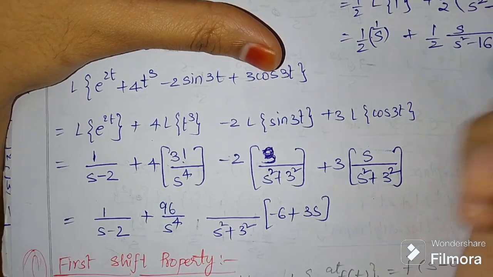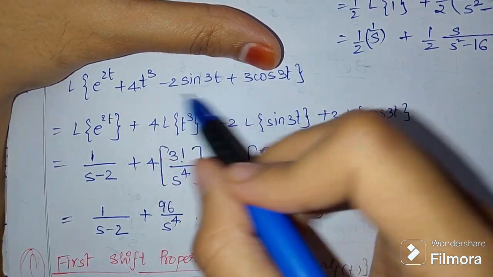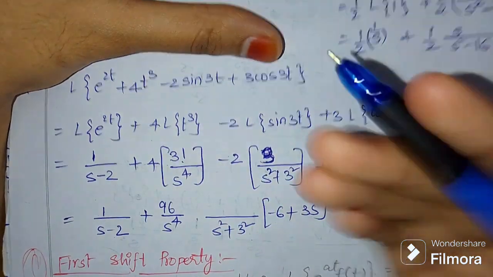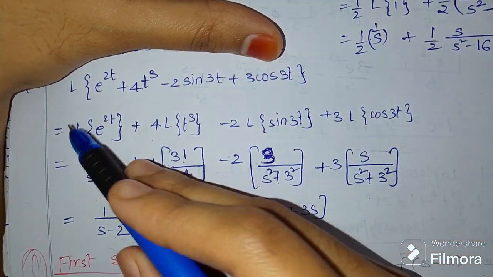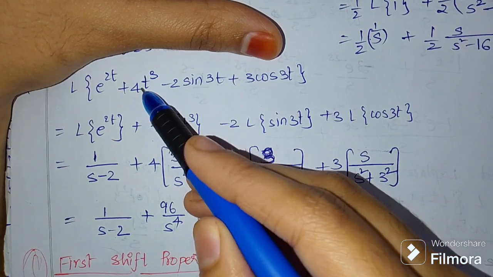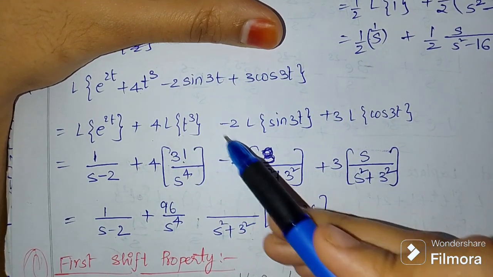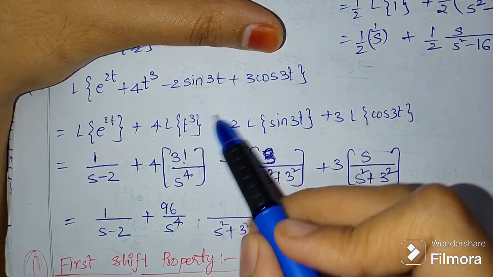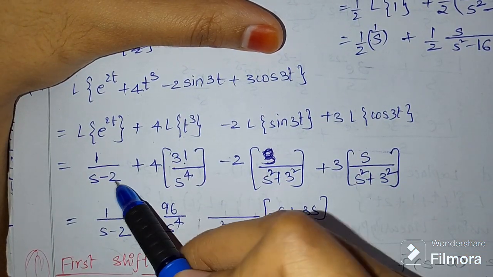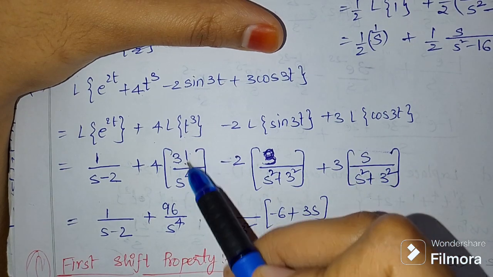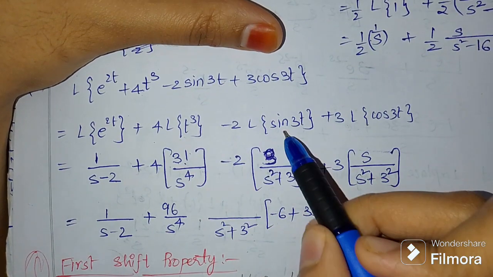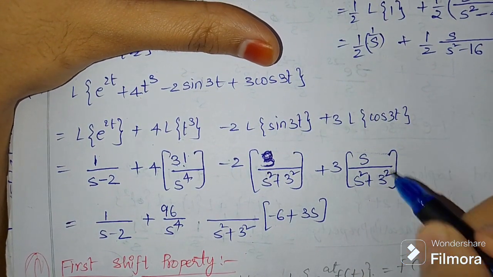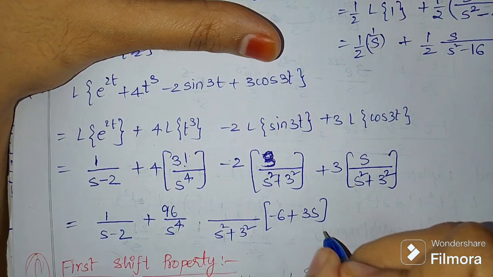In the same way, I think you know how to solve this question. Because we have plus and minus, we will use linear property. Laplace of e power 2t, we'll put constant 4 outside, Laplace of t cube minus 2 into Laplace of sine 3t, Laplace of cos 3t, 3 outside. You know all these formulas. E power 2t is 1 by s minus 2, t cube is 3 factorial by s power 3 plus 1, sine 3t is 3 by s square plus 3 square, cos 3t is s by s square plus 3 square. So this is your final answer.